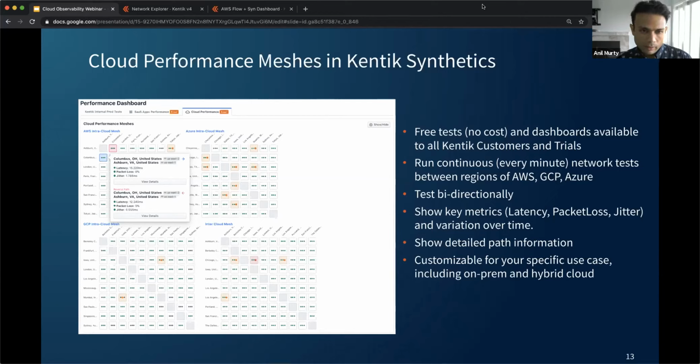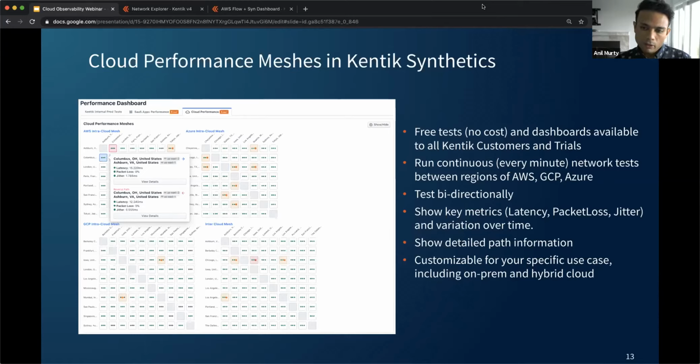What you're looking at here is essentially a set of mesh style tests. These mesh style tests are running between different regions of a given cloud provider, and then also between different regions of different cloud providers. So there's a multi-cloud use case as well. These tests are continuously running every minute, between different regions.